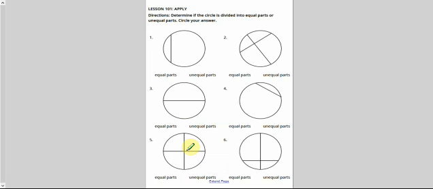In the first one, are these two parts equal? Of course not. They are unequal parts. In the second one, are these 4 parts equal? No, they are not equal too. So it's unequal parts. What about in here? Are they equal? Yes, they are equal parts in here.